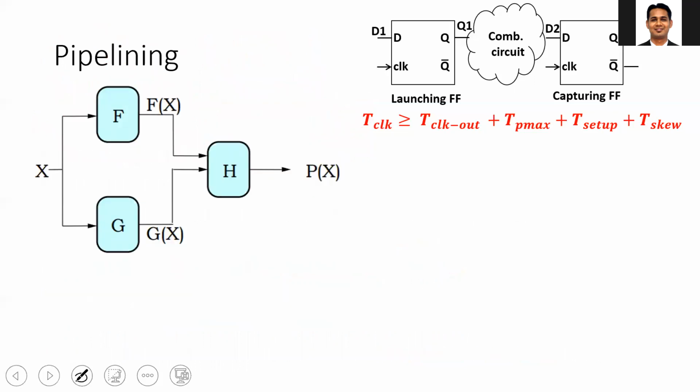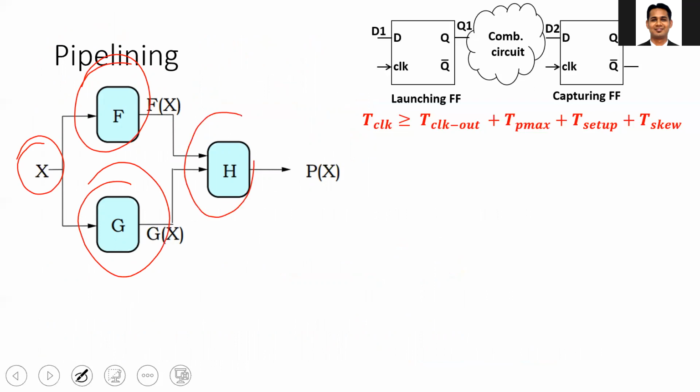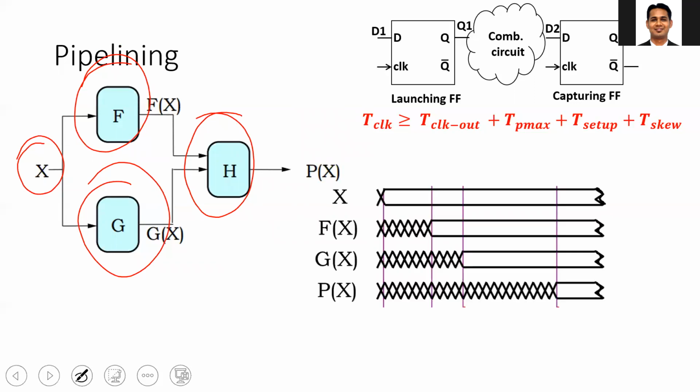Let's take this circuit, which is a combinational circuit where X is the input. It is passed to two combinational circuits in parallel, F and G, and then the outputs are combined and passed through H to get the output P of X. So when you apply X, the F of X will take some time, after which you get the data at this point, that is F of X. G of X will be available at this time, and H will take this data and make the output P of X available at this point.